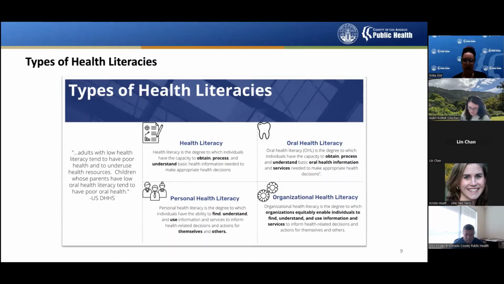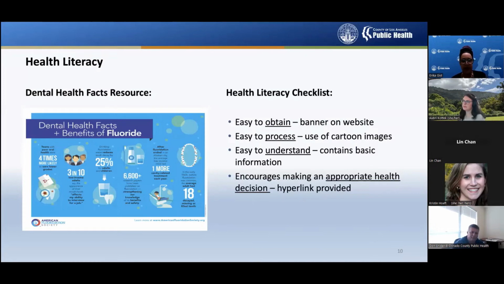We can't have a website that's readable without incorporating health literacy: oral health literacy, personal literacy, as well as organizational literacy. In the upcoming slides, I will be able to provide examples of our website content and how we incorporated health literacy with the information that we're placing on our website. So I'd like to begin with health literacy.